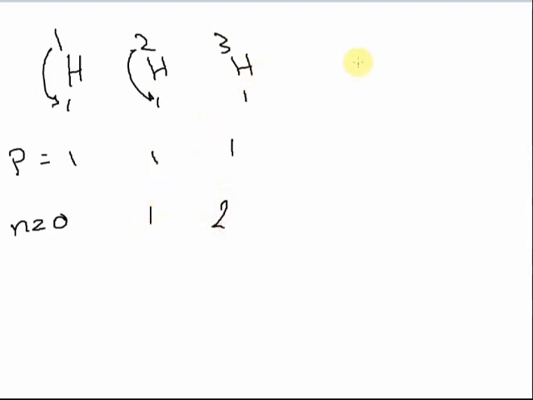These isotopes of hydrogen have different names. The first one is called protium, and the second one is called deuterium, and the last one is called tritium. So we have three different isotopes for hydrogen with three different names. Okay, they are equal in the number of protons and different in the number of neutrons.